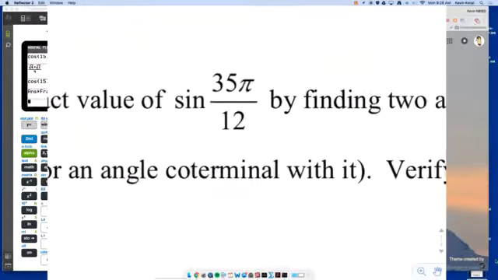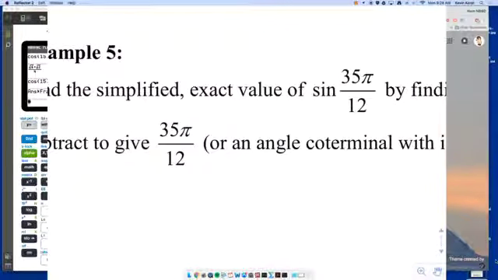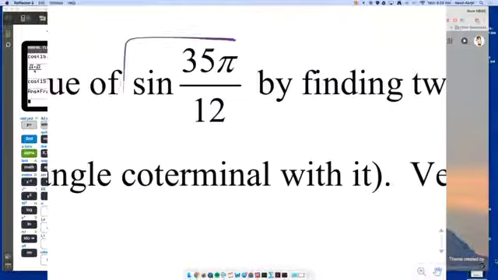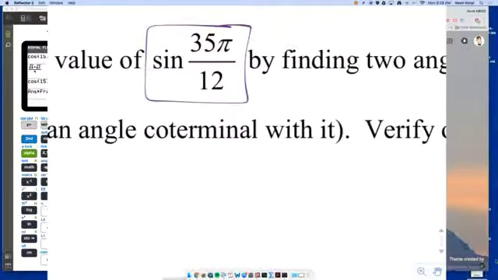So we have another problem here. Find the simplified exact value of sine of 35 pi 12ths. Okay? I'm going to let you go for it. Try and find your two angles from the unit circle, and you know they're going to be out there because it's something pi 12ths. Find two angles that add up or subtract to give you 35 pi 12ths. And you're going to do it the same way. If you can find two numbers that add up to 35 or subtract to give you 35 that have a common factor with 12 besides 1 or negative 1, it will work.